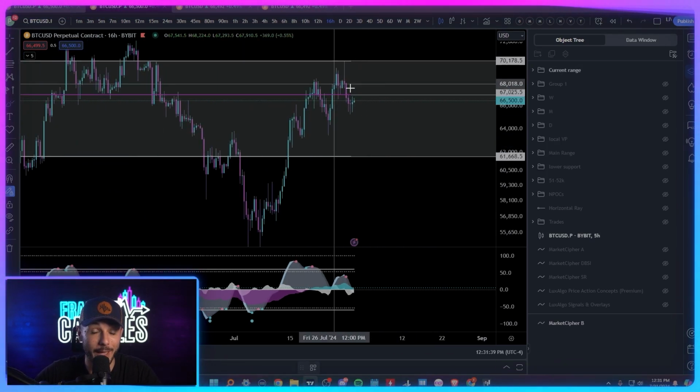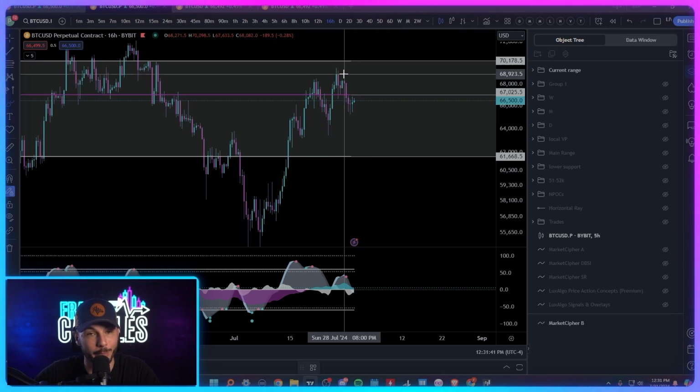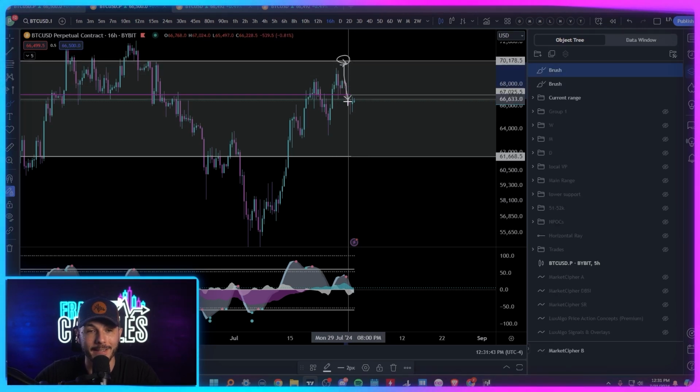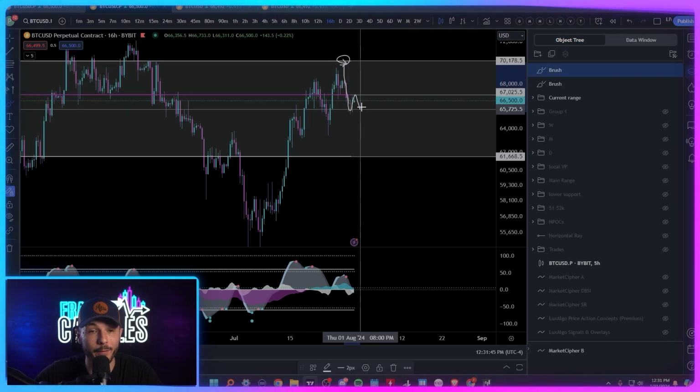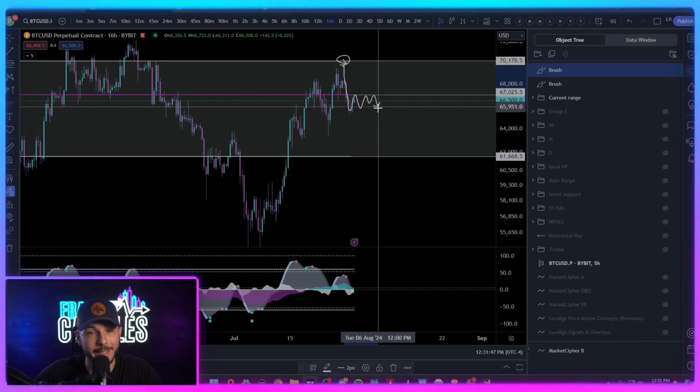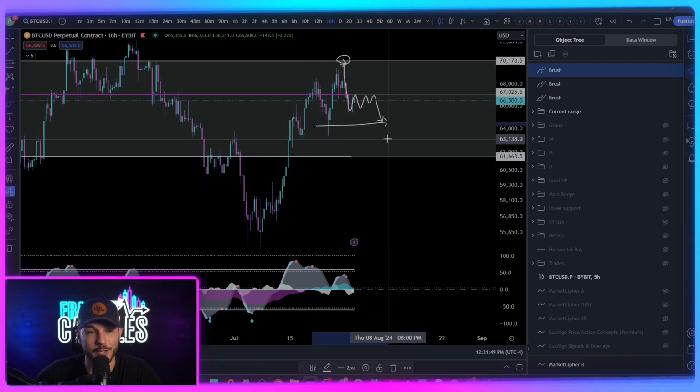And you guys can see if we're looking at things in terms of volume profiles, we have rejected the high, come back to the POC, and as long as we remain below this POC, guys, we could potentially be in danger of coming down to some lower prices.